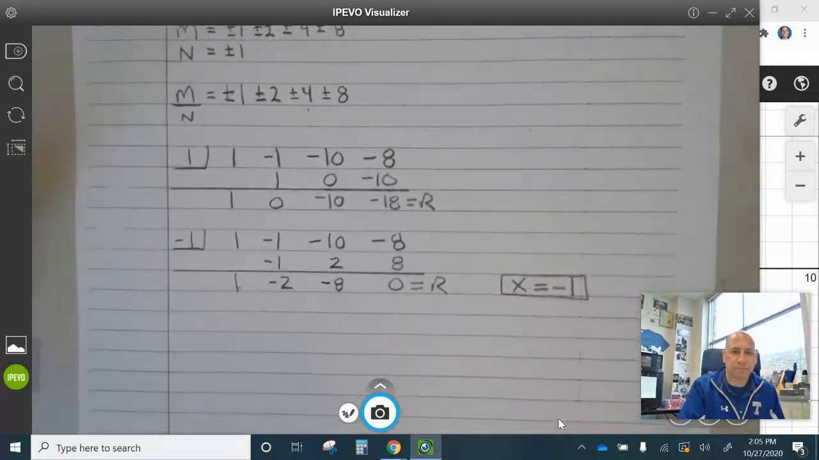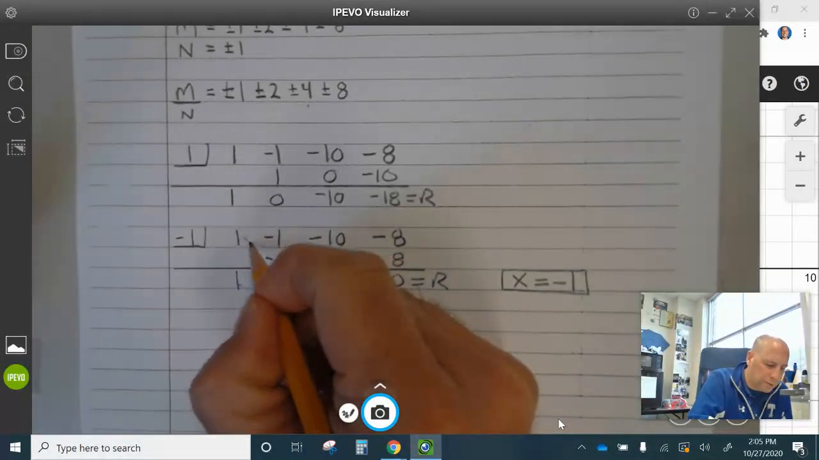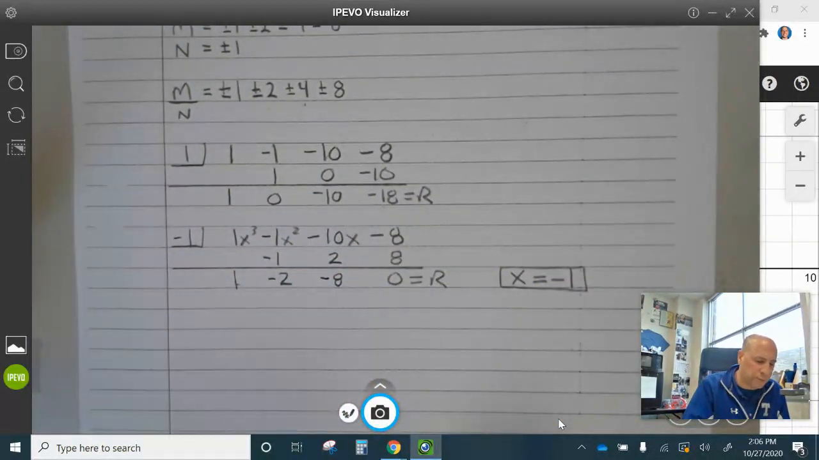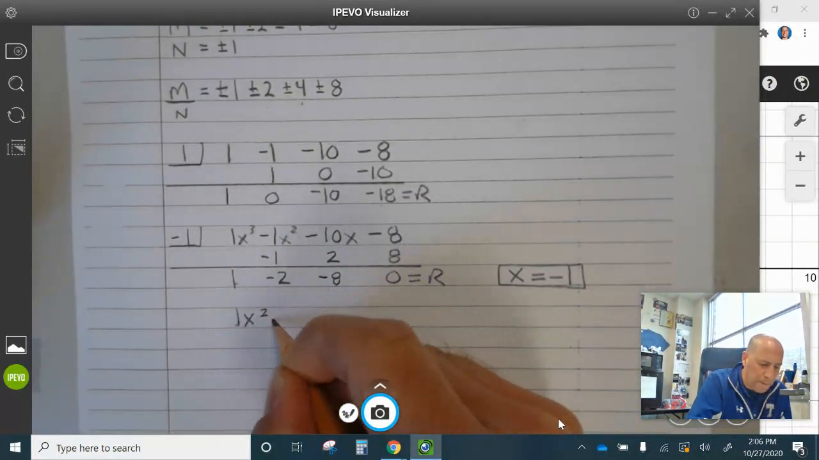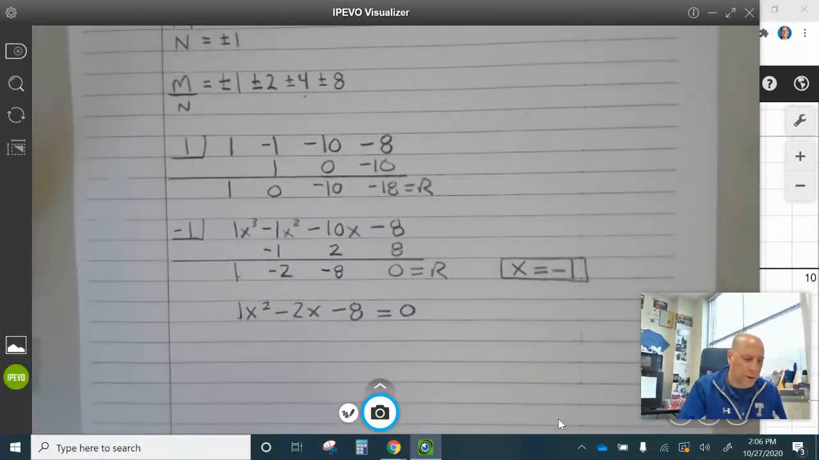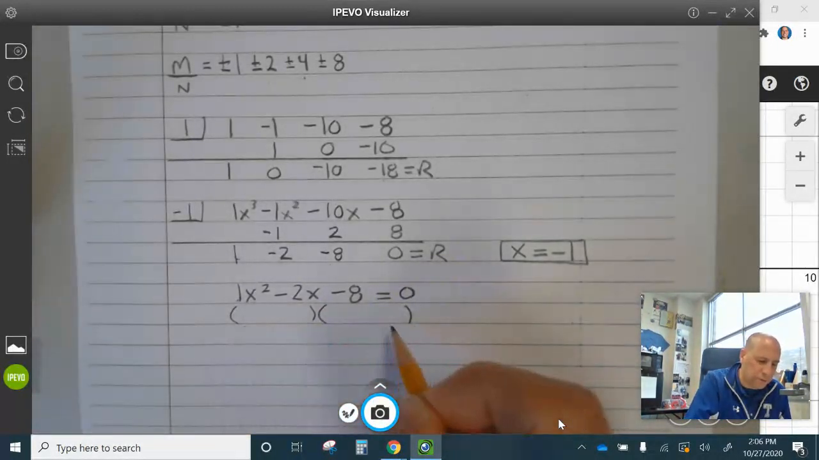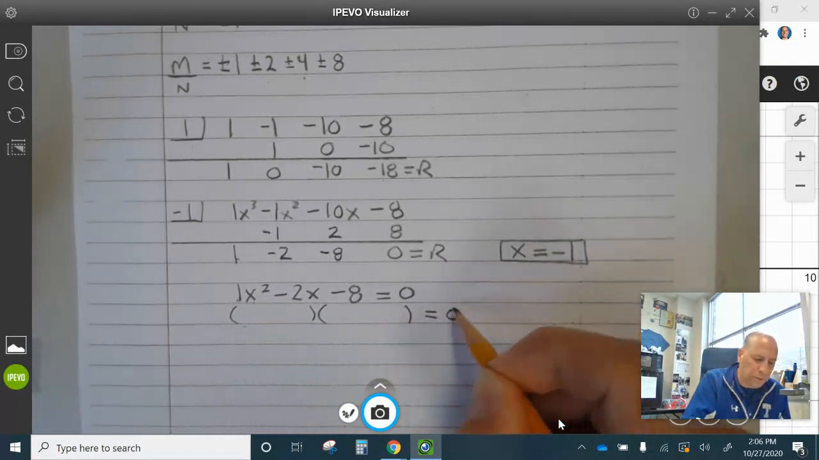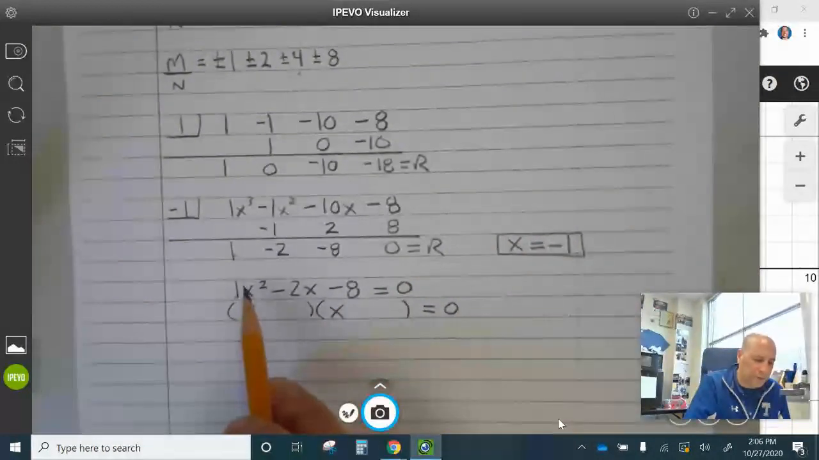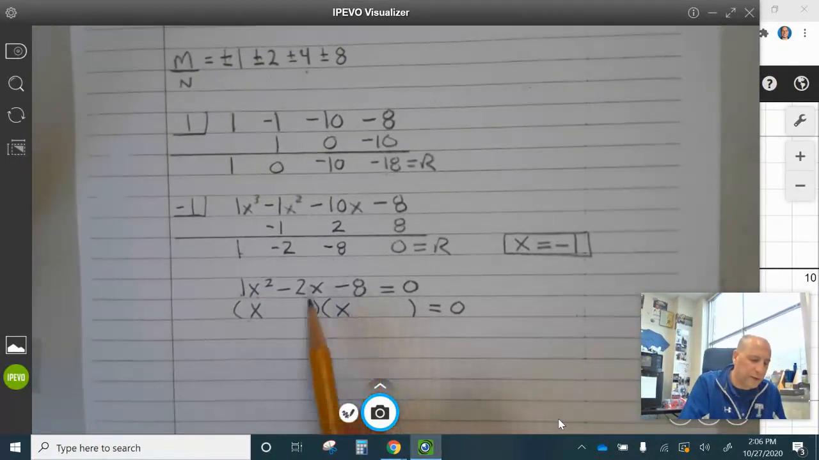All right, so now the next step is we're going to factor. Now this was 1x cubed, x squared, x, but when you divide, the exponents decrease by 1. So this is now 1x squared minus 2x minus 8, and we're going to set that equal to 0. And we're going to factor. So we know this should be 2 parentheses because of x squared, equal to 0. Now, we know that x times x gives us x squared. Now we need to find all the combinations that multiply to give us -8 and combine to be -2.